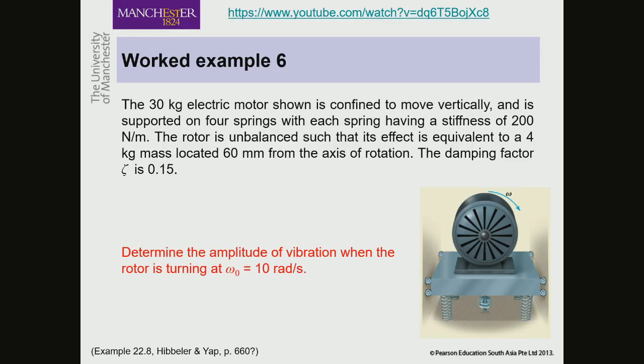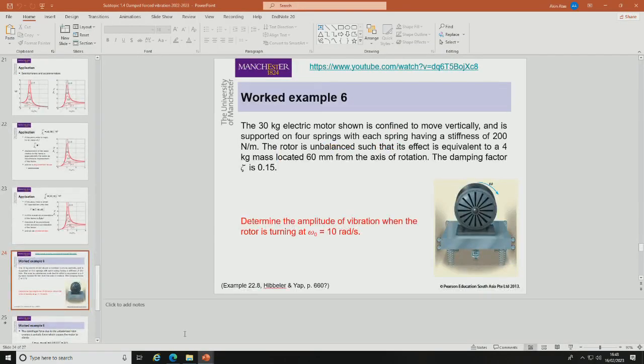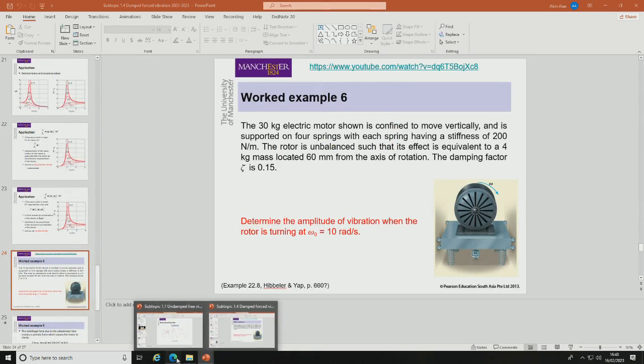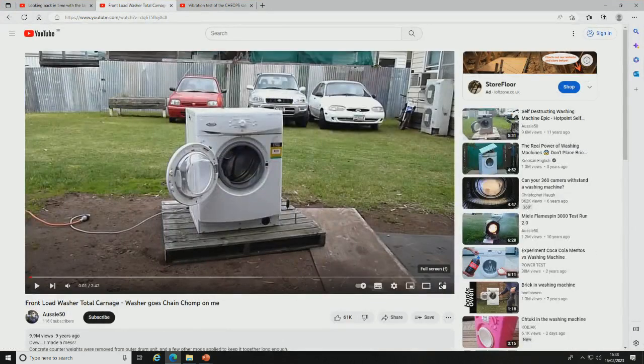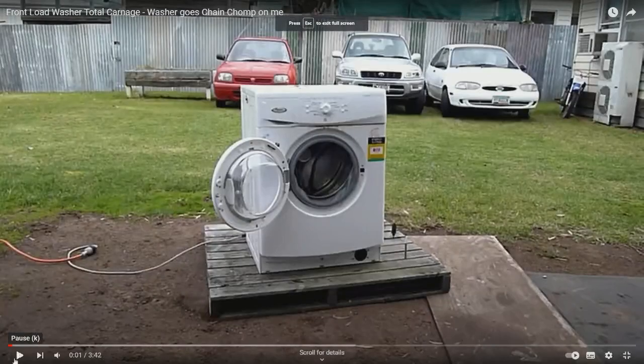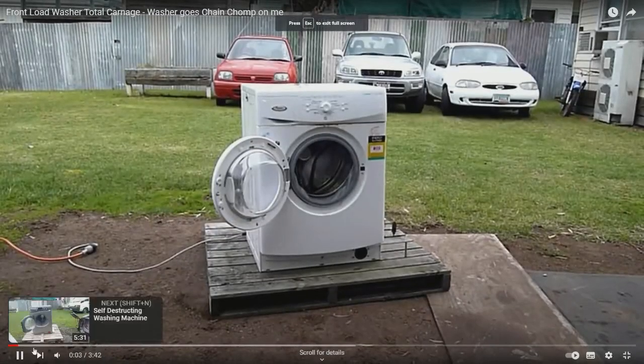I'm going to solve this in our next lecture, but we have a video that I want to show you, and maybe we can even discuss it shortly. I want you to see and try to understand what is happening. I'm not going to spoil it.